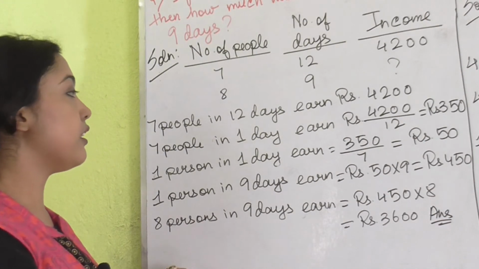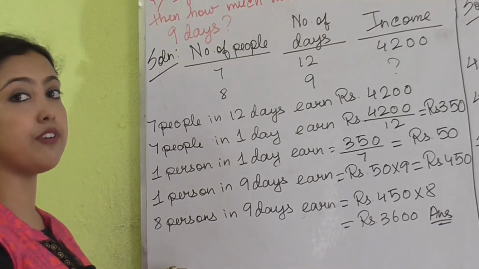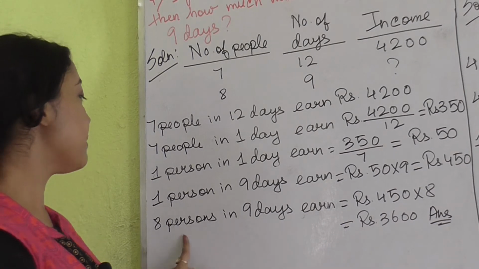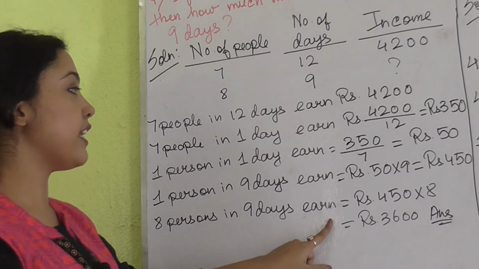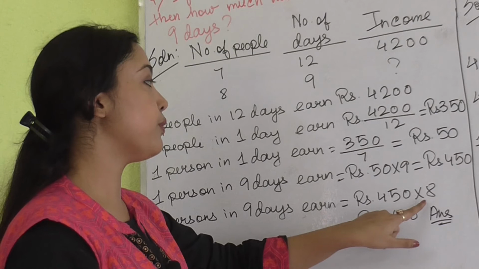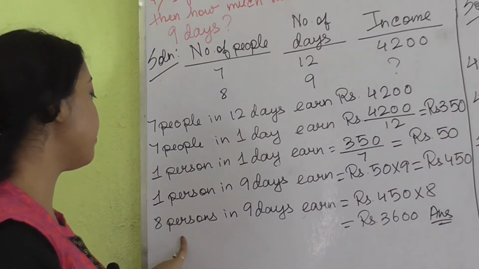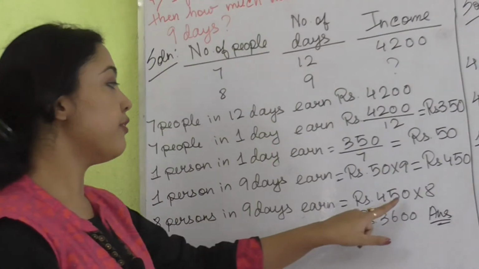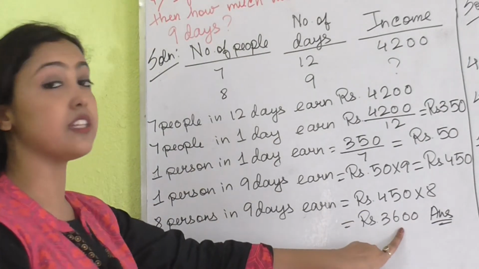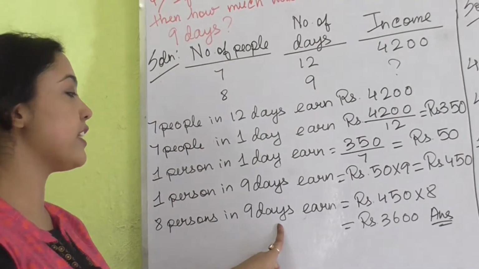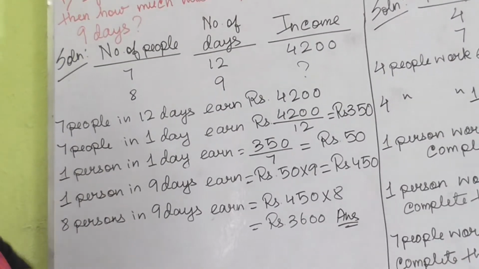So now it will be easier for us to find out what 8 persons will earn in 9 days. 8 persons will earn in 9 days 450 into 8, that is income of 1 person into number of persons. 450 into 8, we are getting rupees 3600 as our answer. So 8 persons in 9 days will earn rupees 3600.